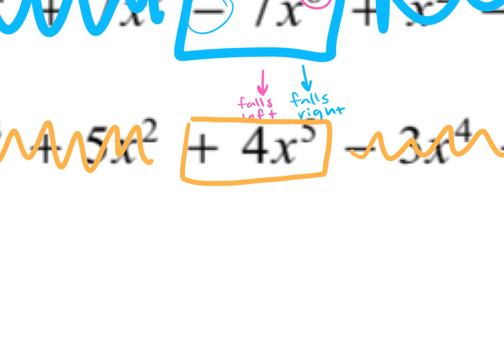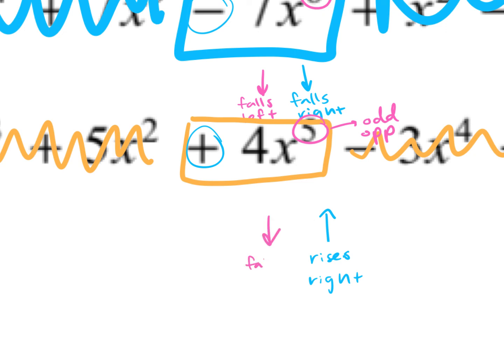So what's my right arrow going to do here? It's going to rise. The right arrow goes up because it's positive. So it rises right. Perfect. 5 is odd, so that means they go in opposite directions. So what's the left one going to do? Falls left.